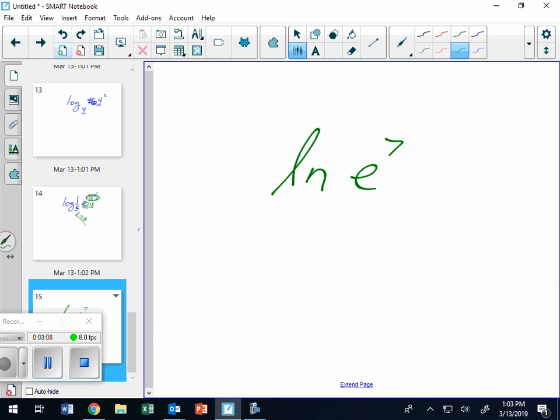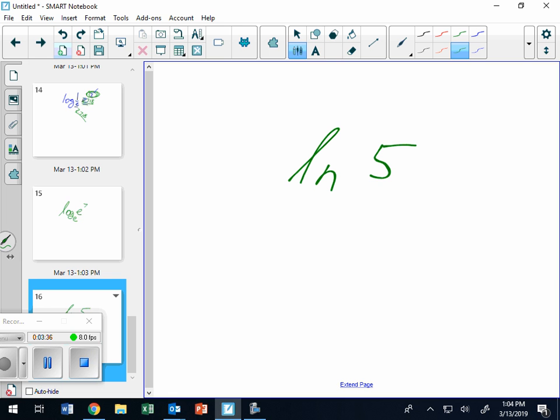It is 3. What? How? That looks totally different. That's because ln means log base E. And now can you see that the two E's match up? So what did I say that was really important? E is a number like pi. Secondly, whenever you see ln, that means log base E. So if I say ln 5, that means log base E of 5.